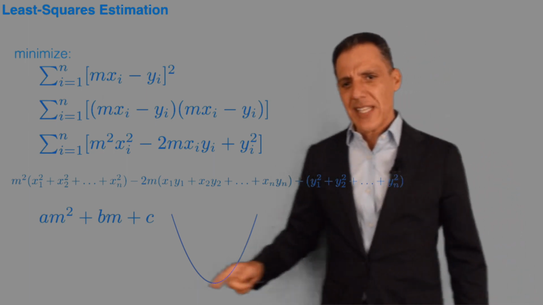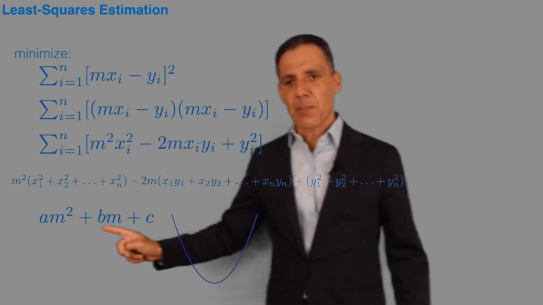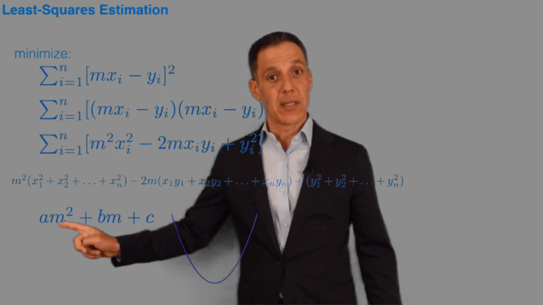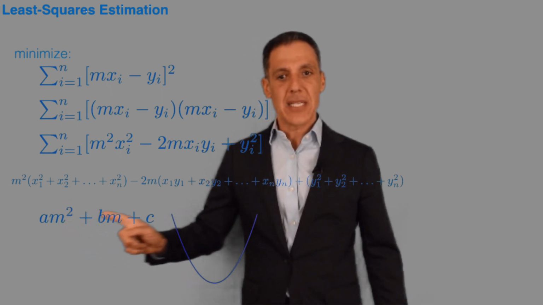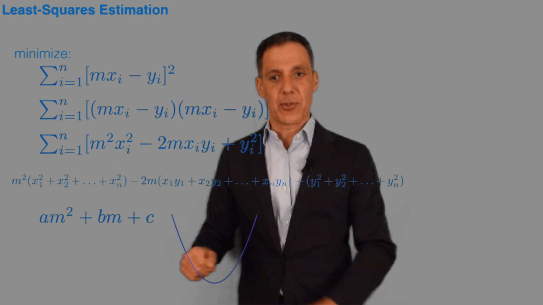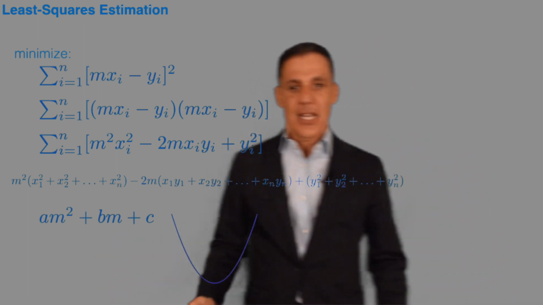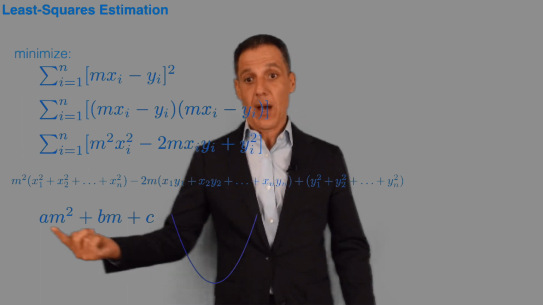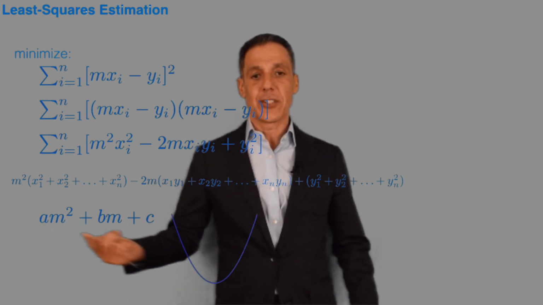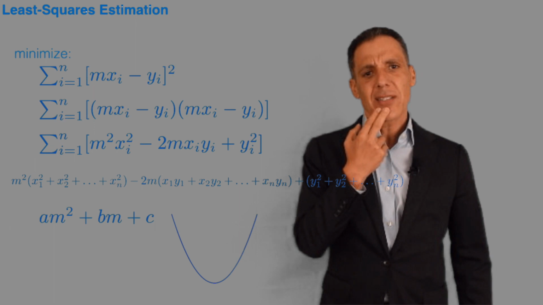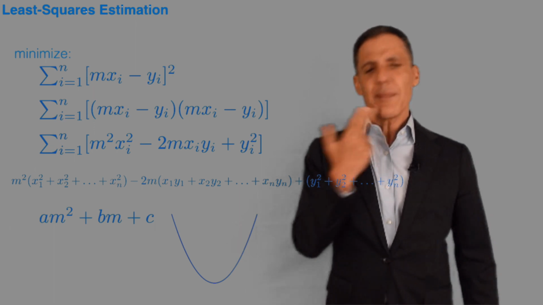So what are the axes here? This is a parabola in m. So a, b, and c dictate the shape of the parabola. This axis is m, the horizontal axis. And this axis is what? Whatever this evaluates to for each given m. Why is that good for me? What am I trying to do here?